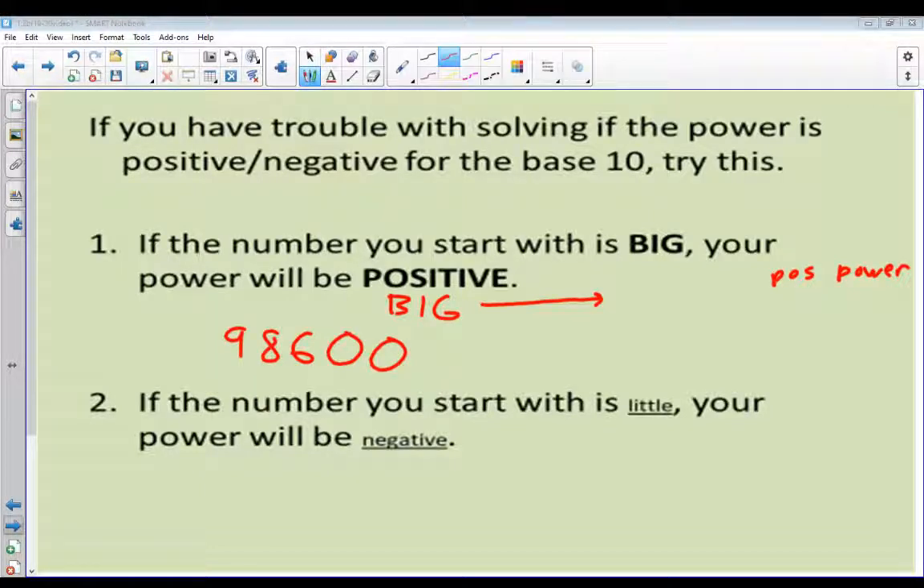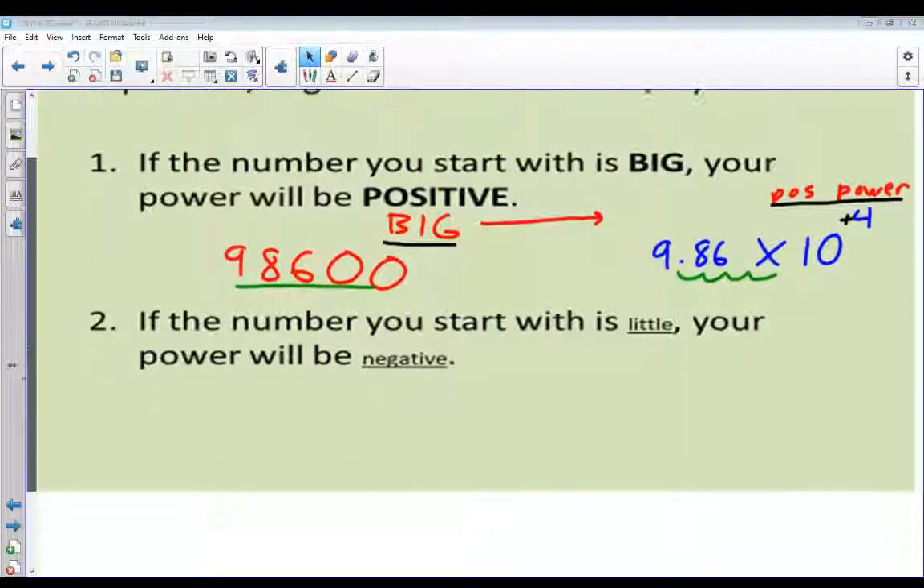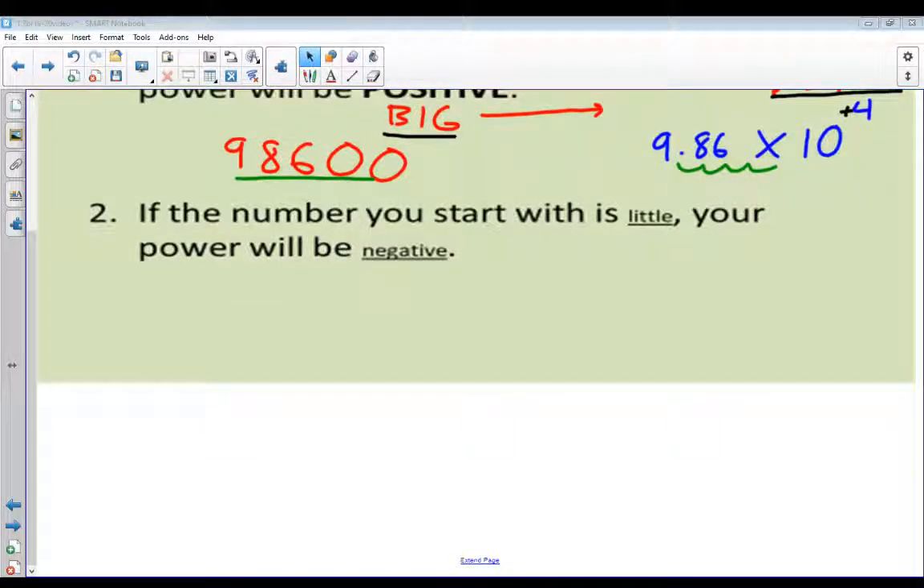And sure enough, if you rewrite 98600 in scientific notation, this is what you're going to get: 9.86 times 10 to the power of 4. And if you were to move that decimal over 4 units to the right, like we normally would, you would get the original big number. So if you start with a big number, your scientific notation answer will have a positive power. And you can probably guess it's opposite for the other way. If the number you start with is little, your power will be negative.